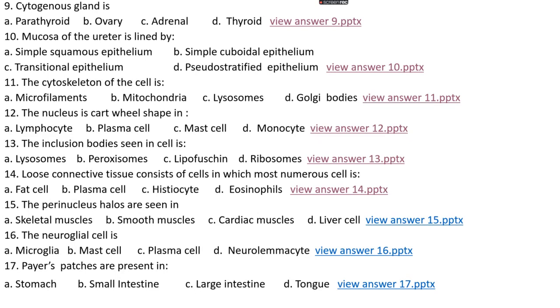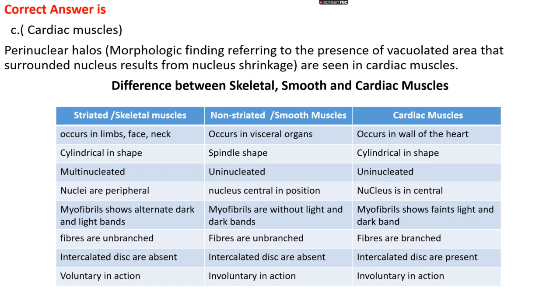Question number 15. Perinuclear halos are seen in option A, skeletal muscles, option B, smooth muscles, option C, cardiac muscles, or option D, liver cells. The right answer is option C, cardiac muscles. The perinuclear halo is a morphological finding referring to a vacuolated area surrounding the nucleus, resulting from nuclear shrinkage, and is mainly seen in cardiac muscles.